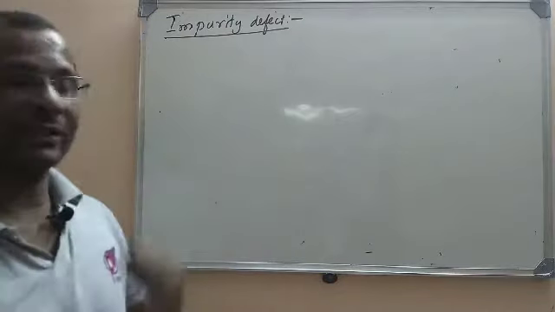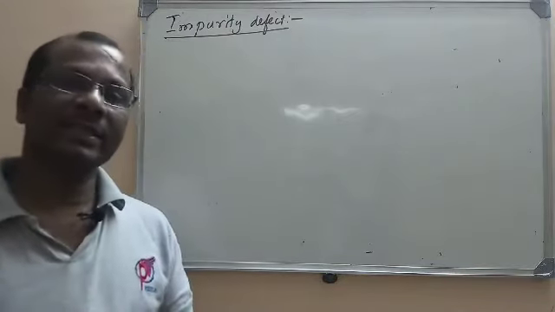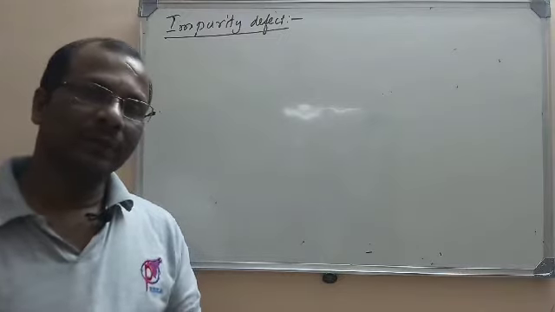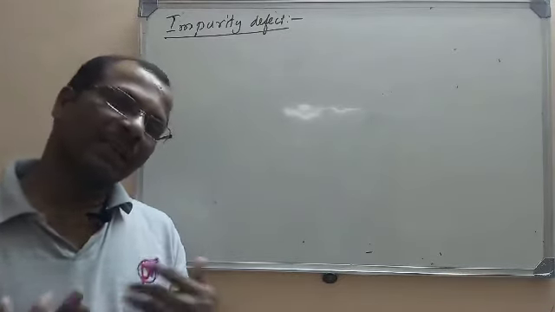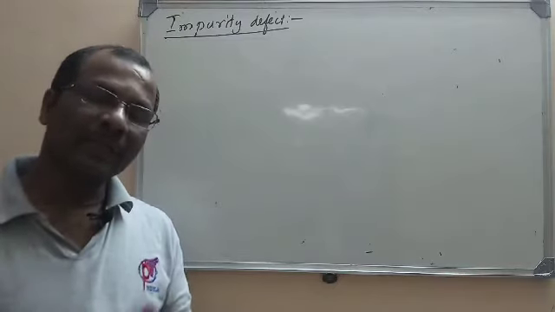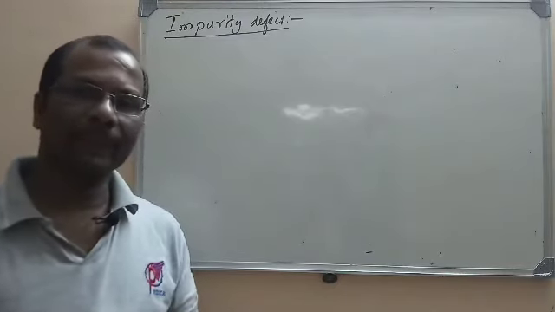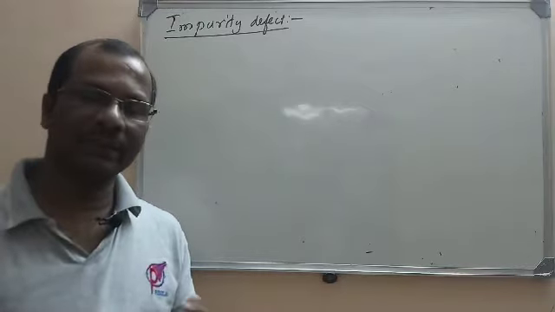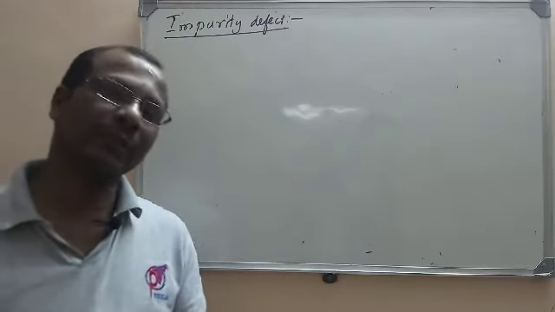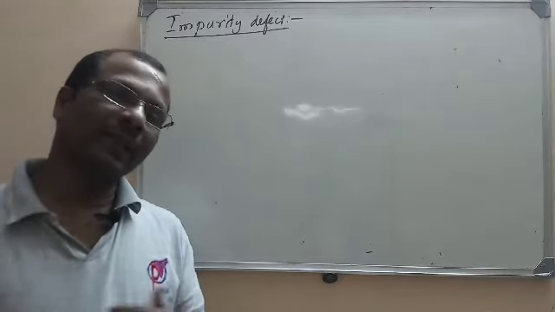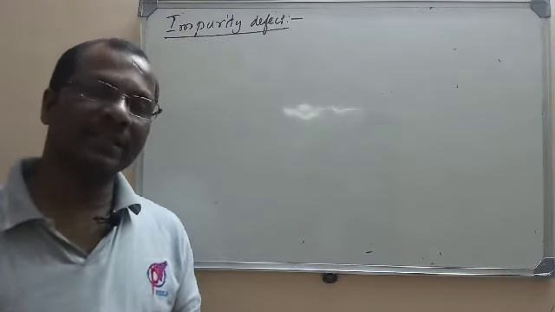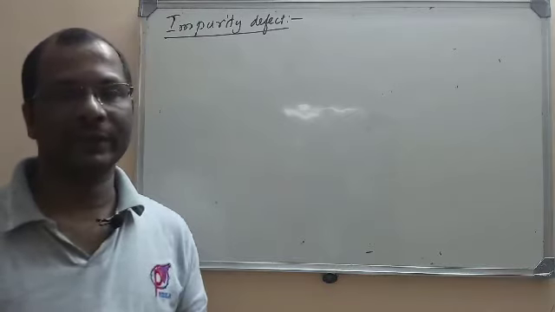Now let us move to the next defect. The next point defect is impurity defect. What is meant by impurity? Any unwanted particle present in a crystal, nothing but an unwanted substance. For example, NaCl crystal is expected to have only Na+ and Cl- ions. If any other ion is present, then it is called an impurity defect.